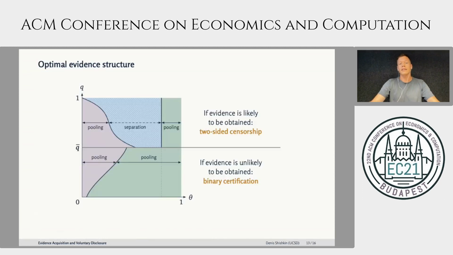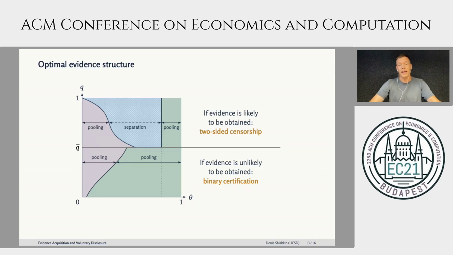Let's now look at the figure that illustrates how optimal evidence structure depends on Q. On the x-axis, we have the state space, and on the y-axis, we have the probability Q of obtaining the evidence. First, let's look at the very top of the figure. When Q is equal to 1, the solution is an upper censorship, so we have full separation below and pooling above some threshold. As Q decreases, the receiver becomes less and less skeptical when the sender claims ignorance. So that leads to more and more pooling at the bottom. As I mentioned before, the upper pooling region actually stays the same above the cutoff Q bar. This is because, again, there is no interaction between the two forces.